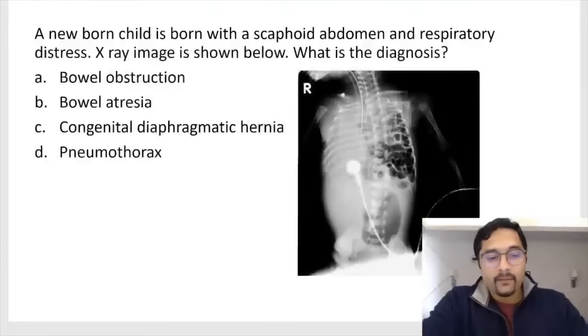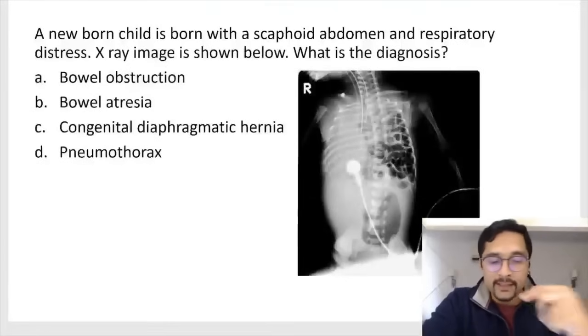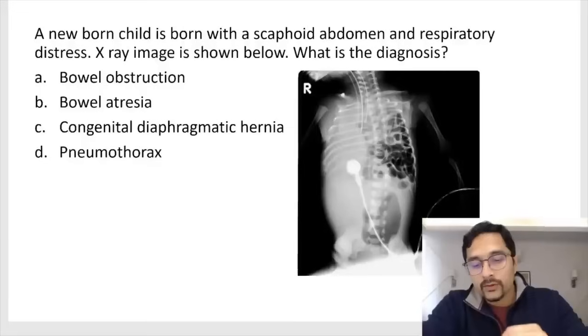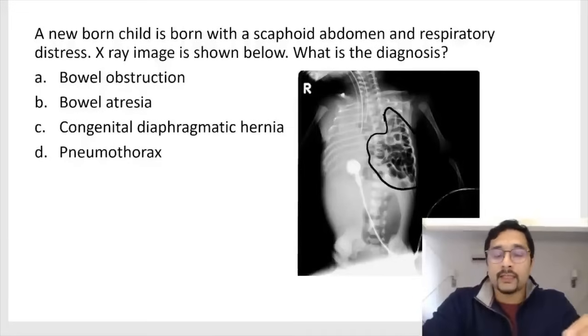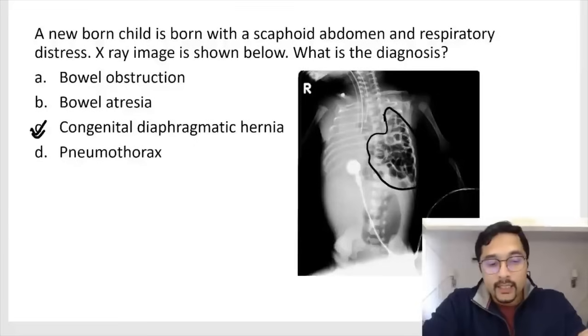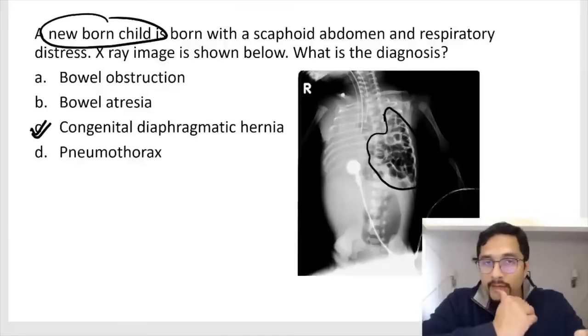Moving on, a newborn child comes with a scaphoid abdomen and respiratory distress, x-ray shown. So you can see that all the bowel is inside the thorax. Why is the bowel inside the thorax? In a newborn child, the cause is congenital diaphragmatic hernia.